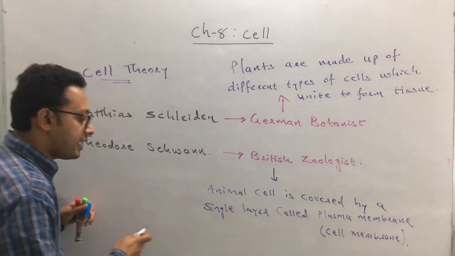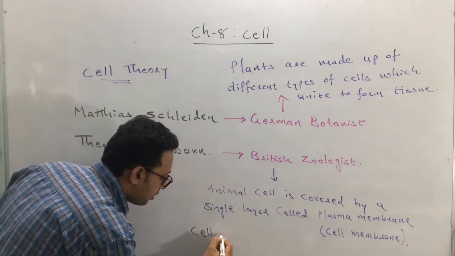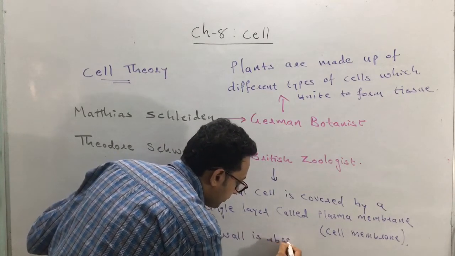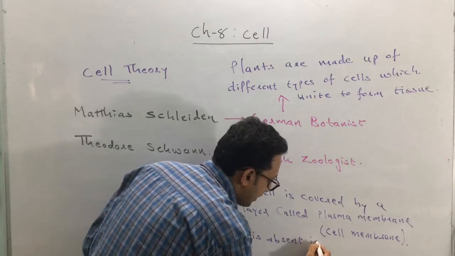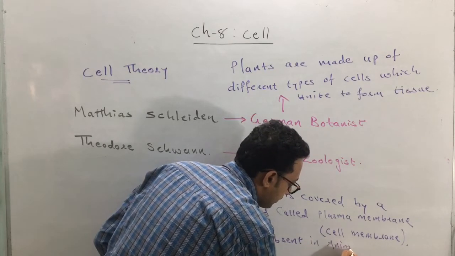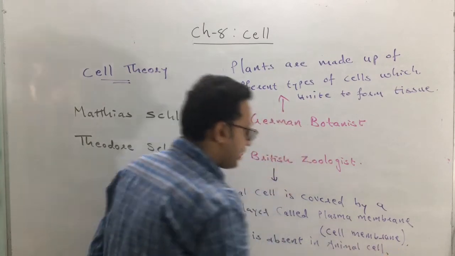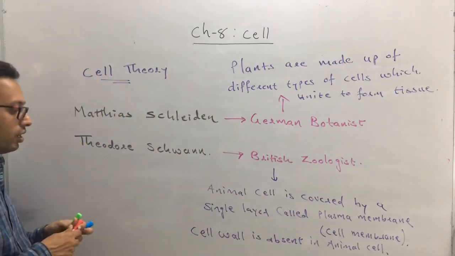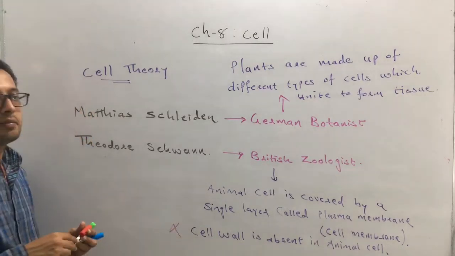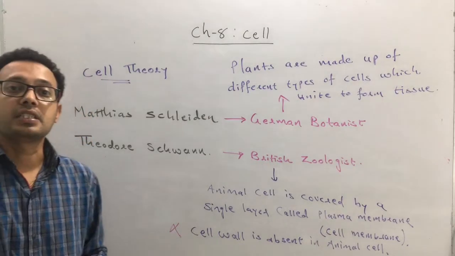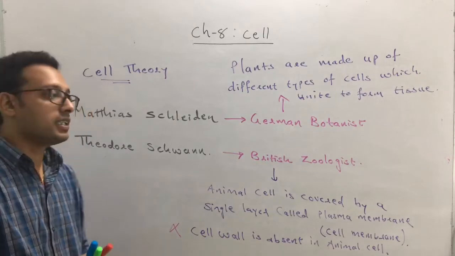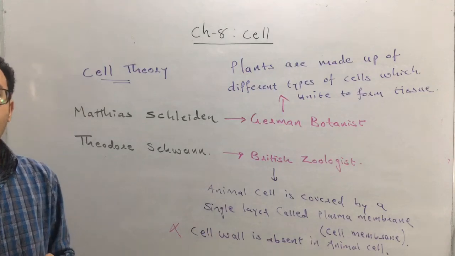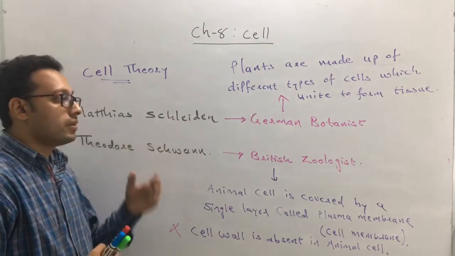He also discovered that the cell wall is absent in animal cells and it is present in plant cells. Cell wall is absent in animal cells. It is only present in plant cells. Okay, that discovery was done by Schwann. So these are the discoveries which have been done.